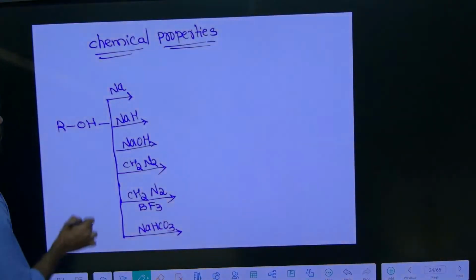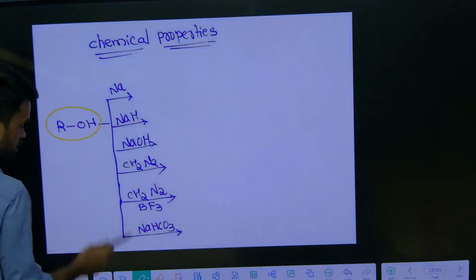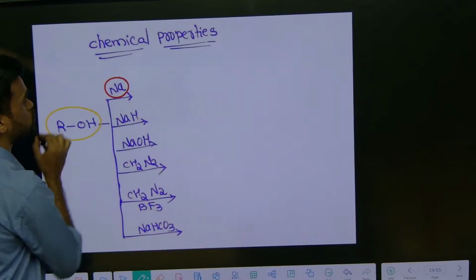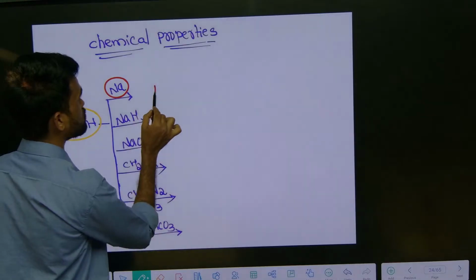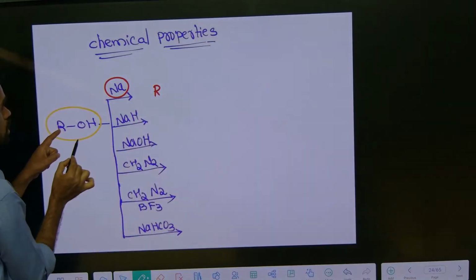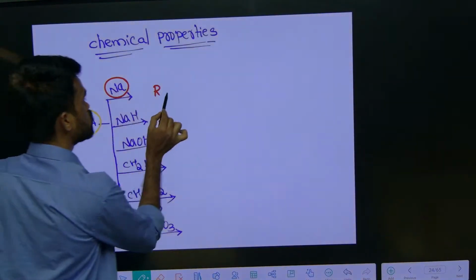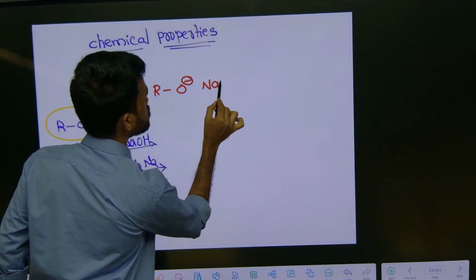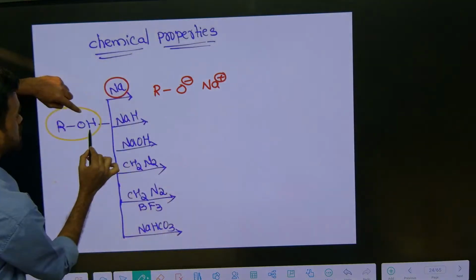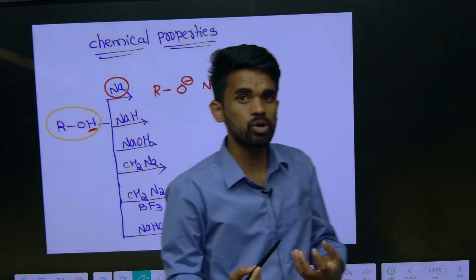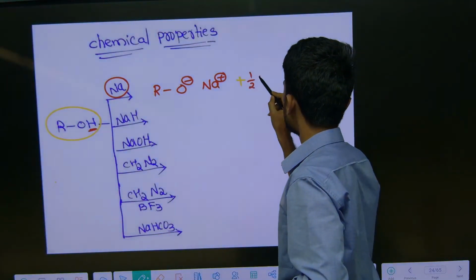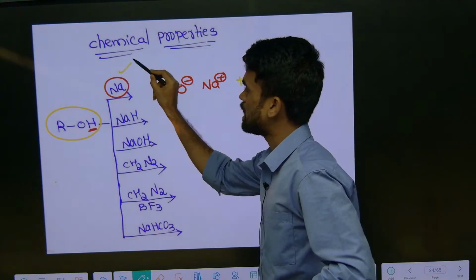First of all, look here, I am treating alcohol, given as ROH. Alcohol, upon treating with sodium metal, what happens? It will form alkoxide ion. If it is ethanol, we are going to get ethoxide ion. So you are going to get RO minus and Na plus. During this process the hydrogen comes out as a proton, and hydrogen gas is released, so half H2 you can write.